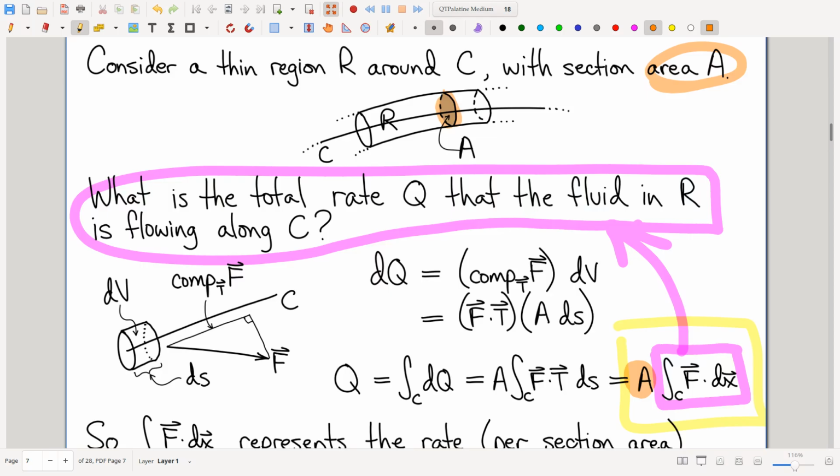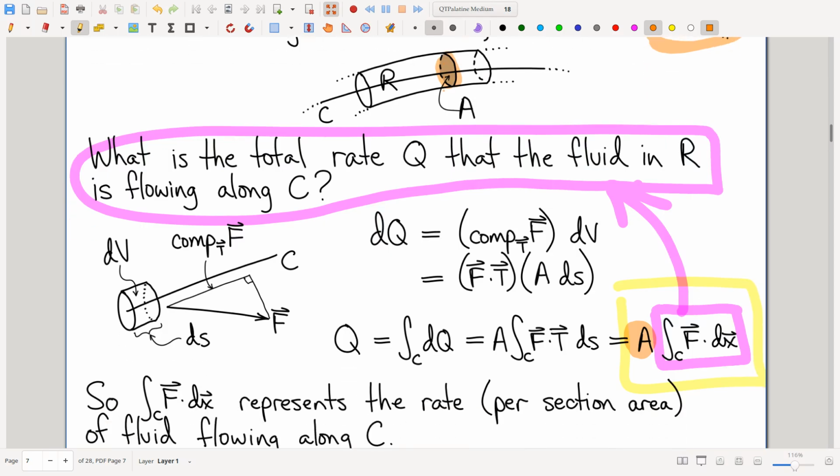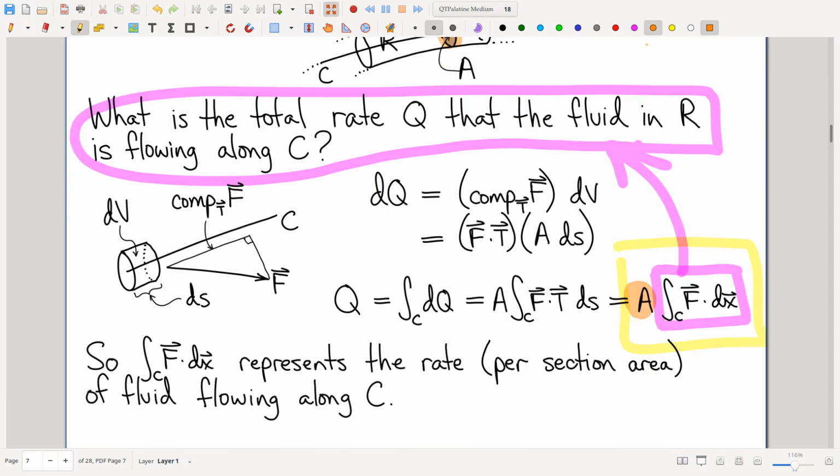Since that's ultimately not what I'm interested in, I'm interested in the line integral. I'm interested in the computation being done on the curve, not how much vicinity around the curve. So we're going to interpret our answer as: the vector line integral is how much fluid's flowing along the curve per unit area of cross-section. Effectively, we just want to get rid of that area.